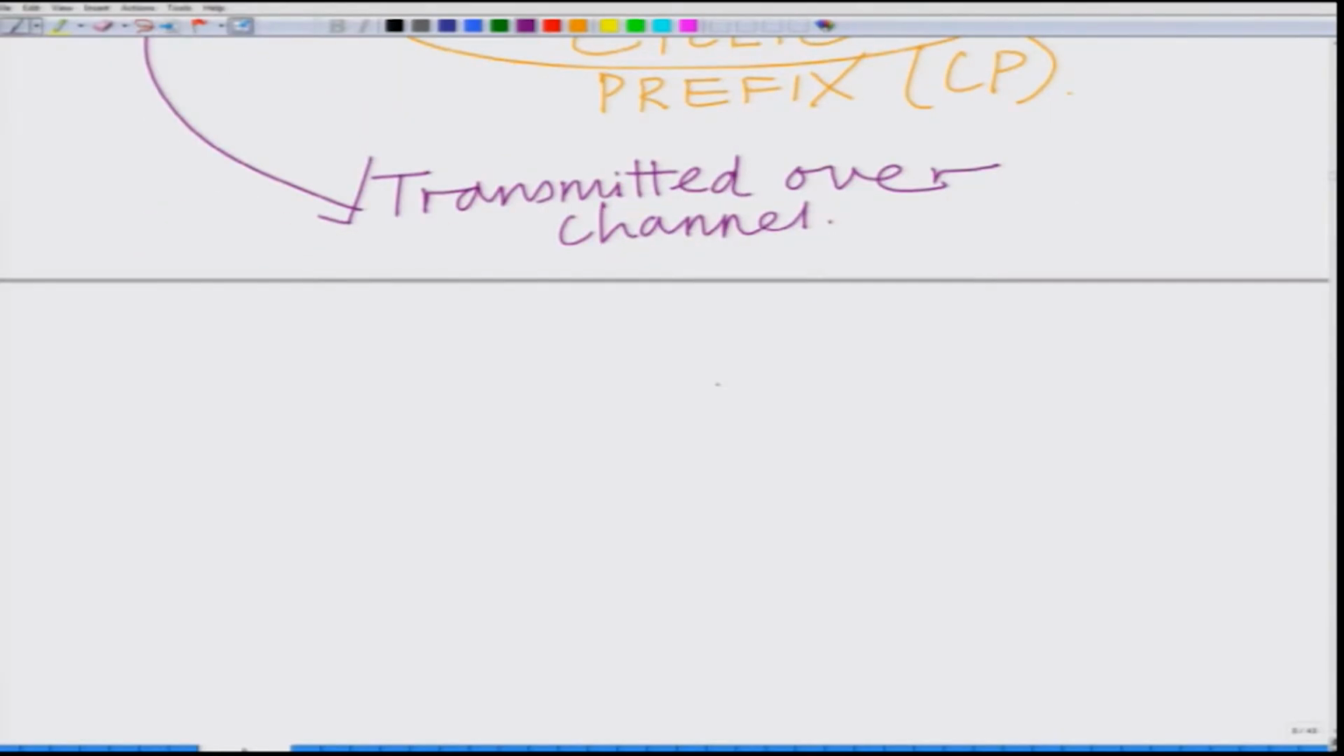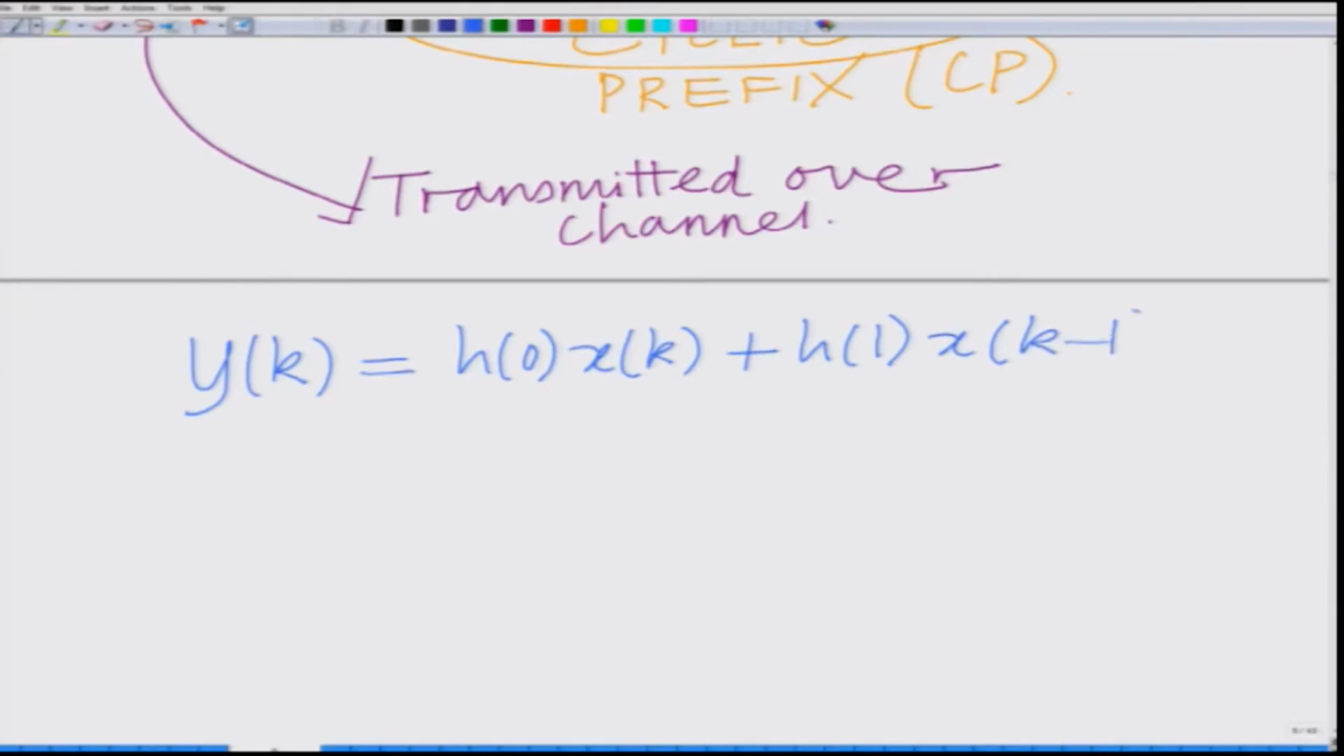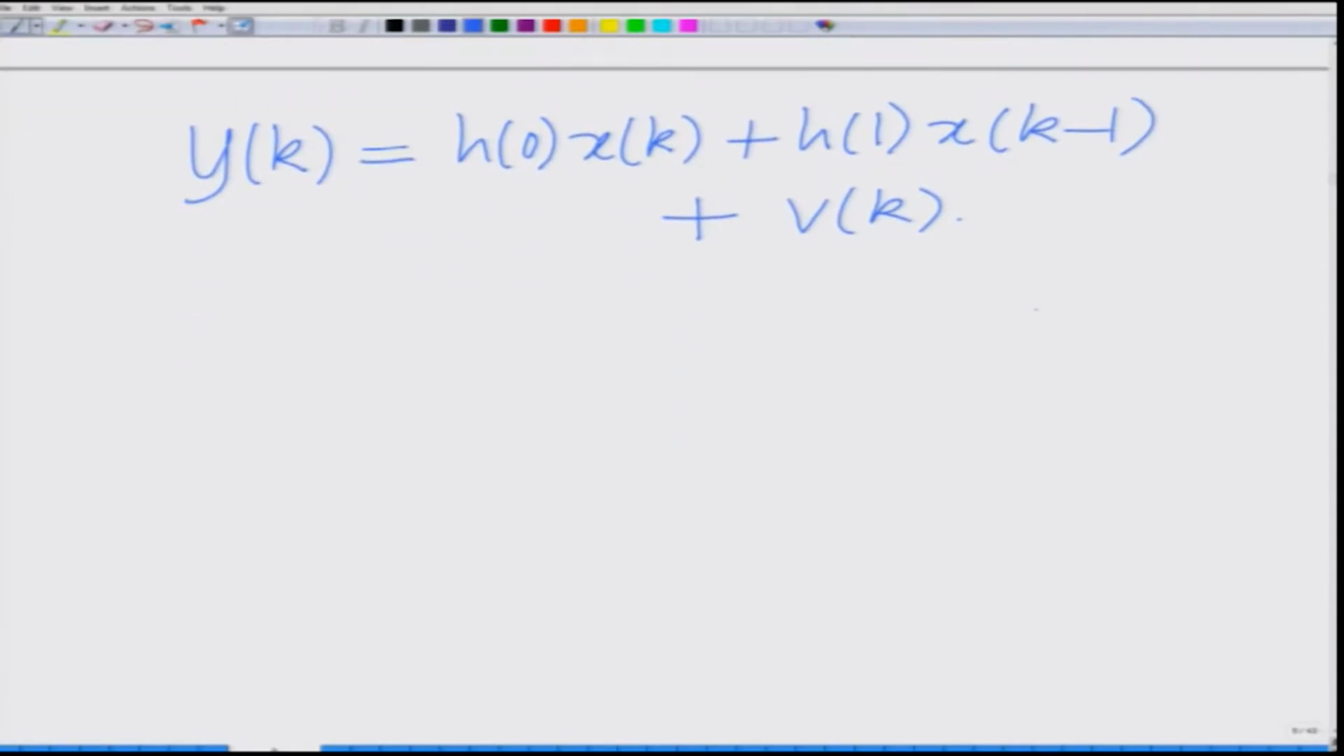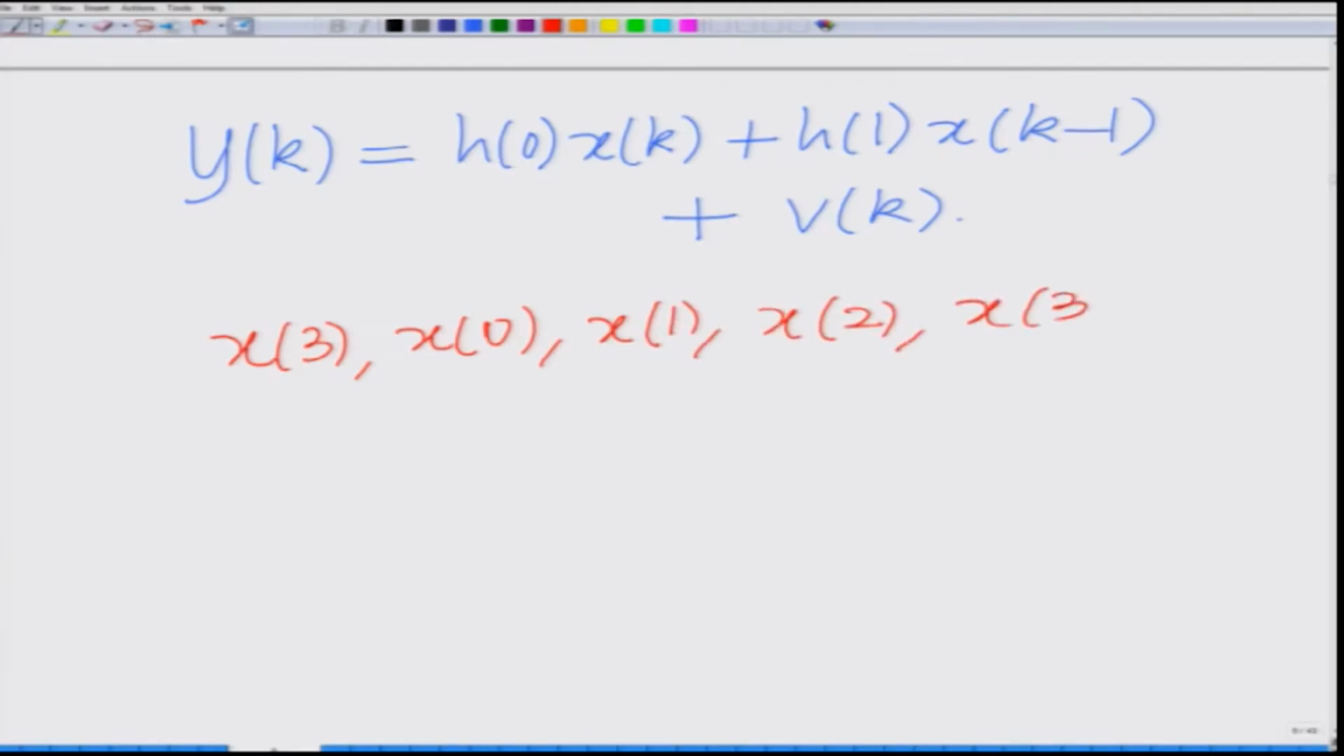Remember, our channel is a frequency selective channel, that is yk equals h0 xk plus h1 xk minus 1 plus vk. Now, when I transmit the samples, your cyclic prefix added samples, that is x3, x0, x1, x2, x3. Now, observe the output corresponding to x0.